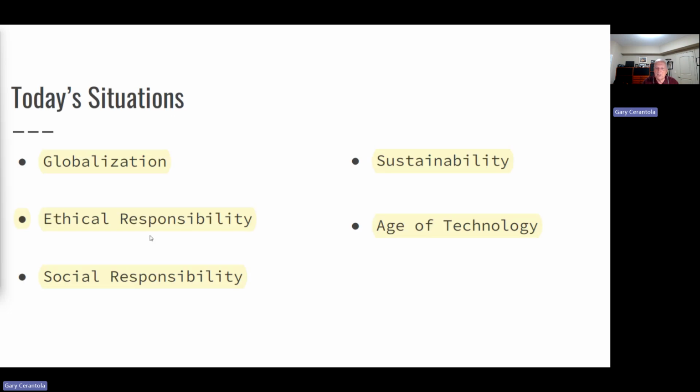So in today's situation, we're talking about globalization, but we're talking about sustainability, and we're talking about technology changes and ethical responsibility and social responsibility.